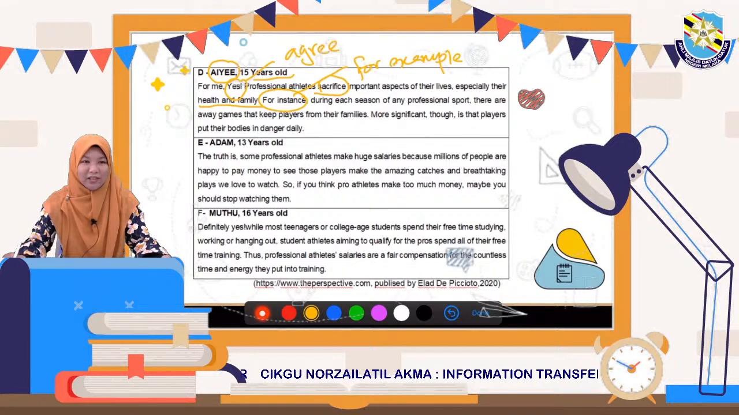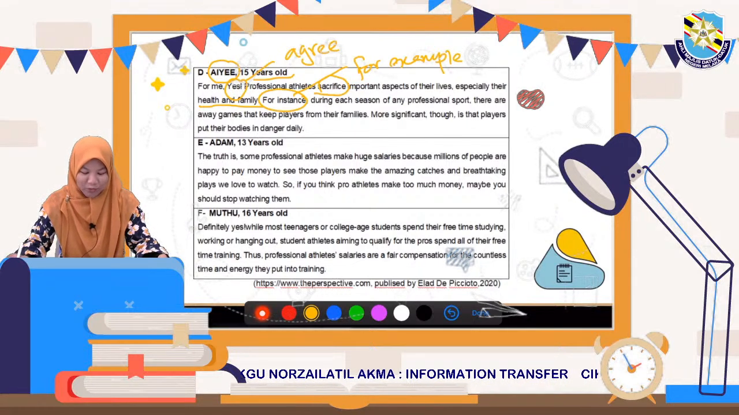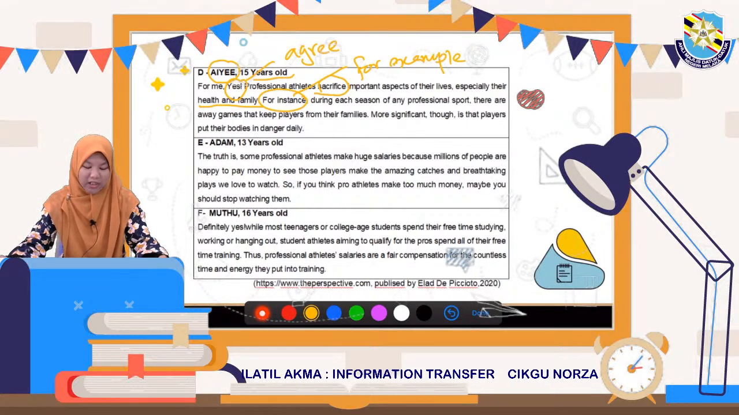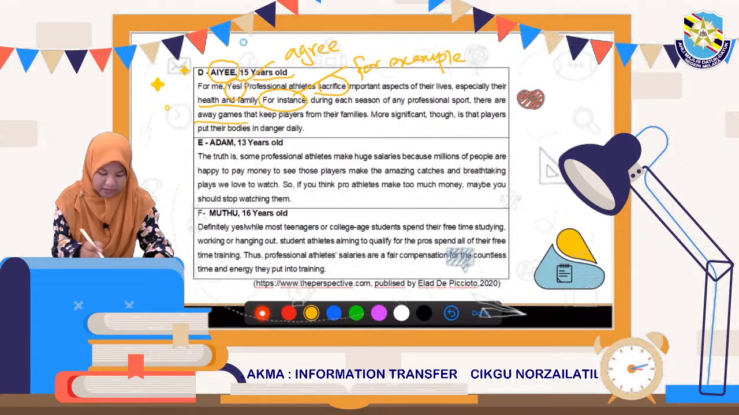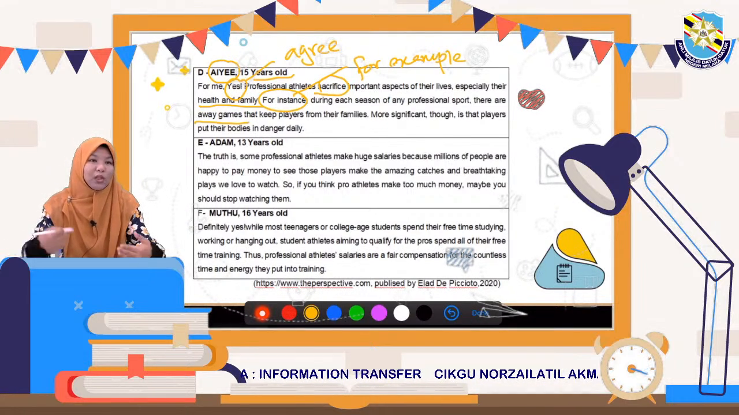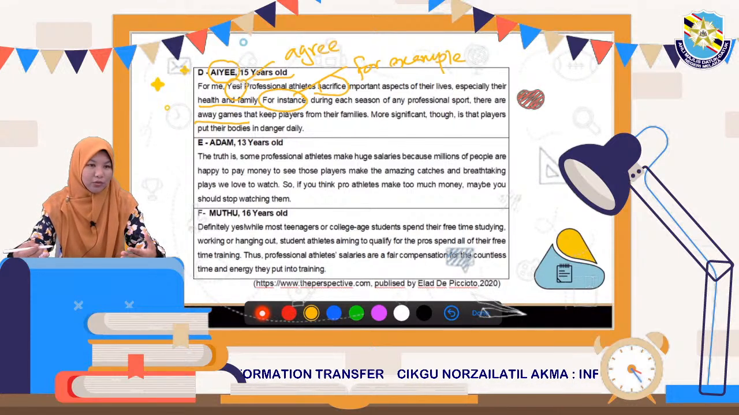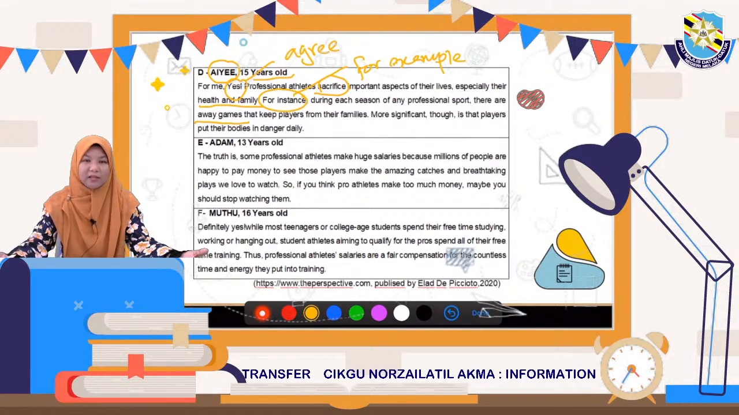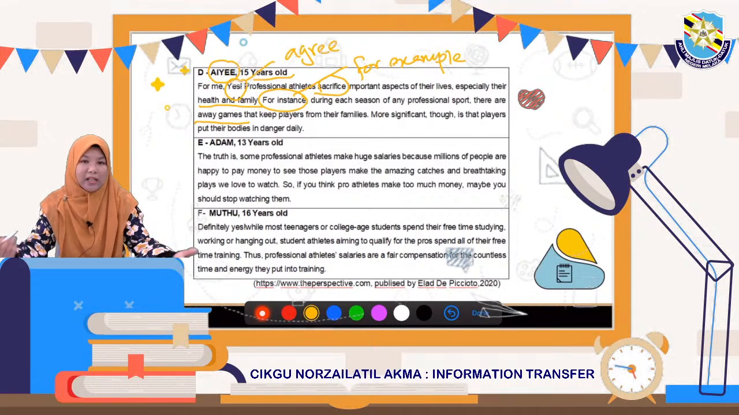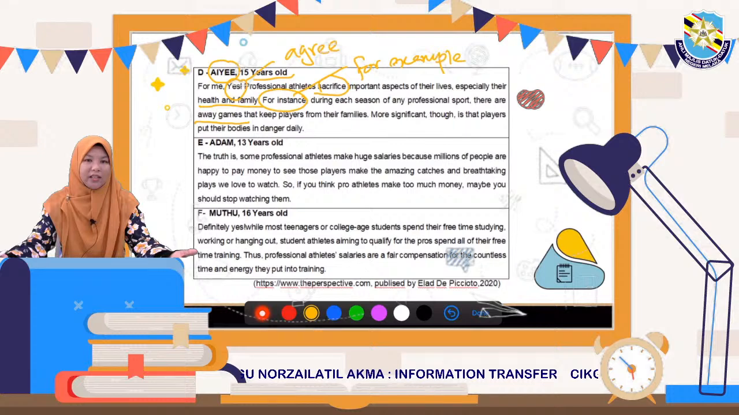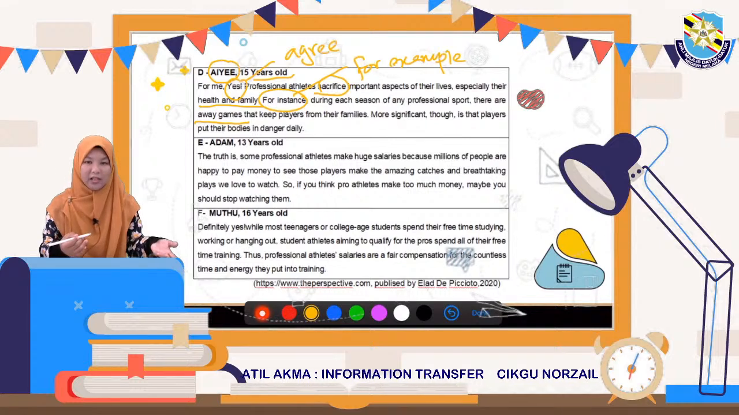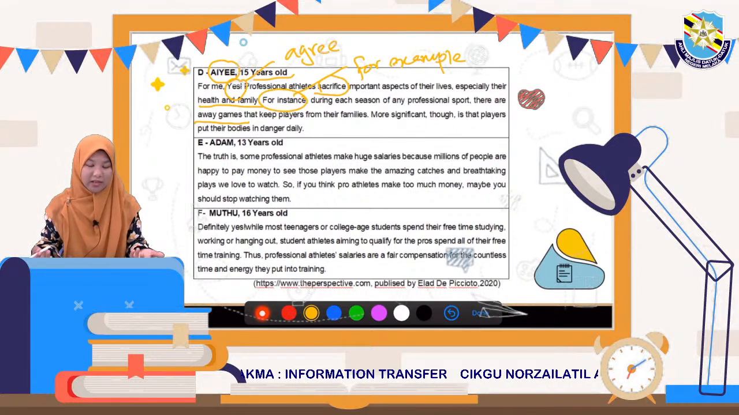Okay, it depends on the individual. Sacrifice is important. For instance, during each season of any professional sport, there are away games. Away games means they need to go to other places. They need to travel from state to state to play games. Footballers always do that, and I think other athletes also do that. When they travel to another state, it's not like they can always bring their family. So they need to leave their family behind. So I think that will be the biggest sacrifice they made.